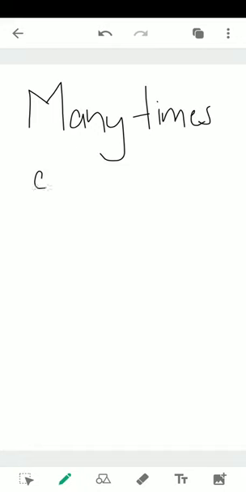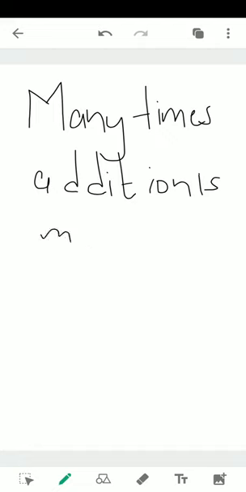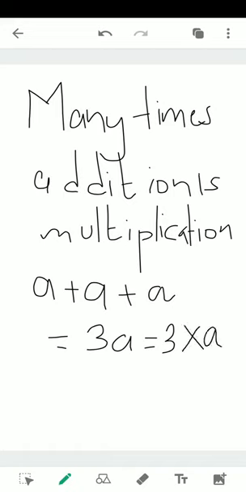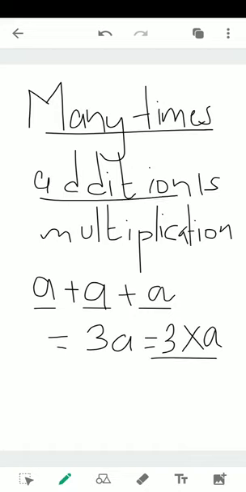So if I say something like many times addition is multiplication, can I say this? I hope many of you would have guessed what I'm trying to say. If I have something like a plus a plus a, can I write it as 3a, or also as 3 into a? So I can see that if I'm adding the same thing again and again, that means many times I'm adding it, then it is actually multiplication. So many times addition is multiplication.